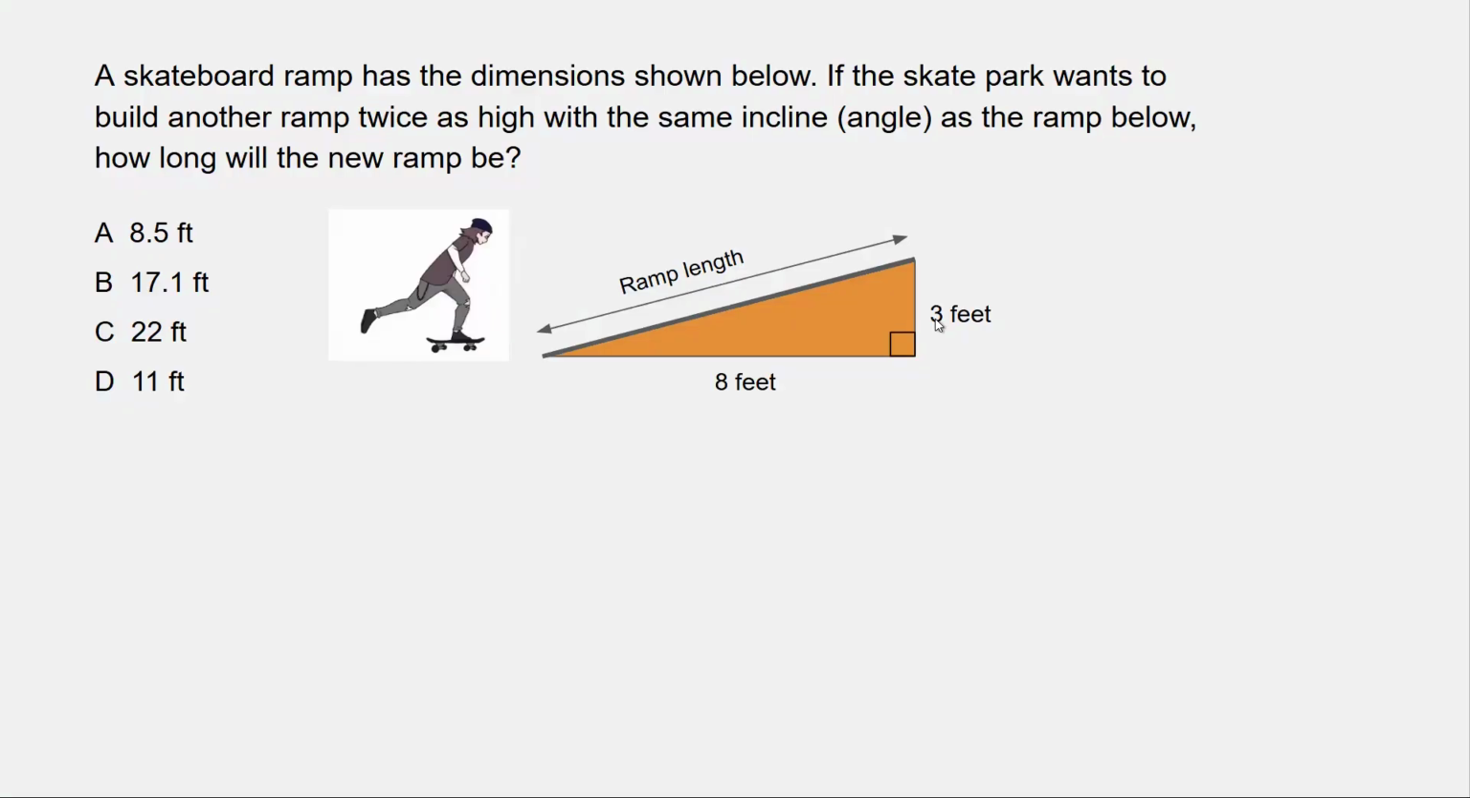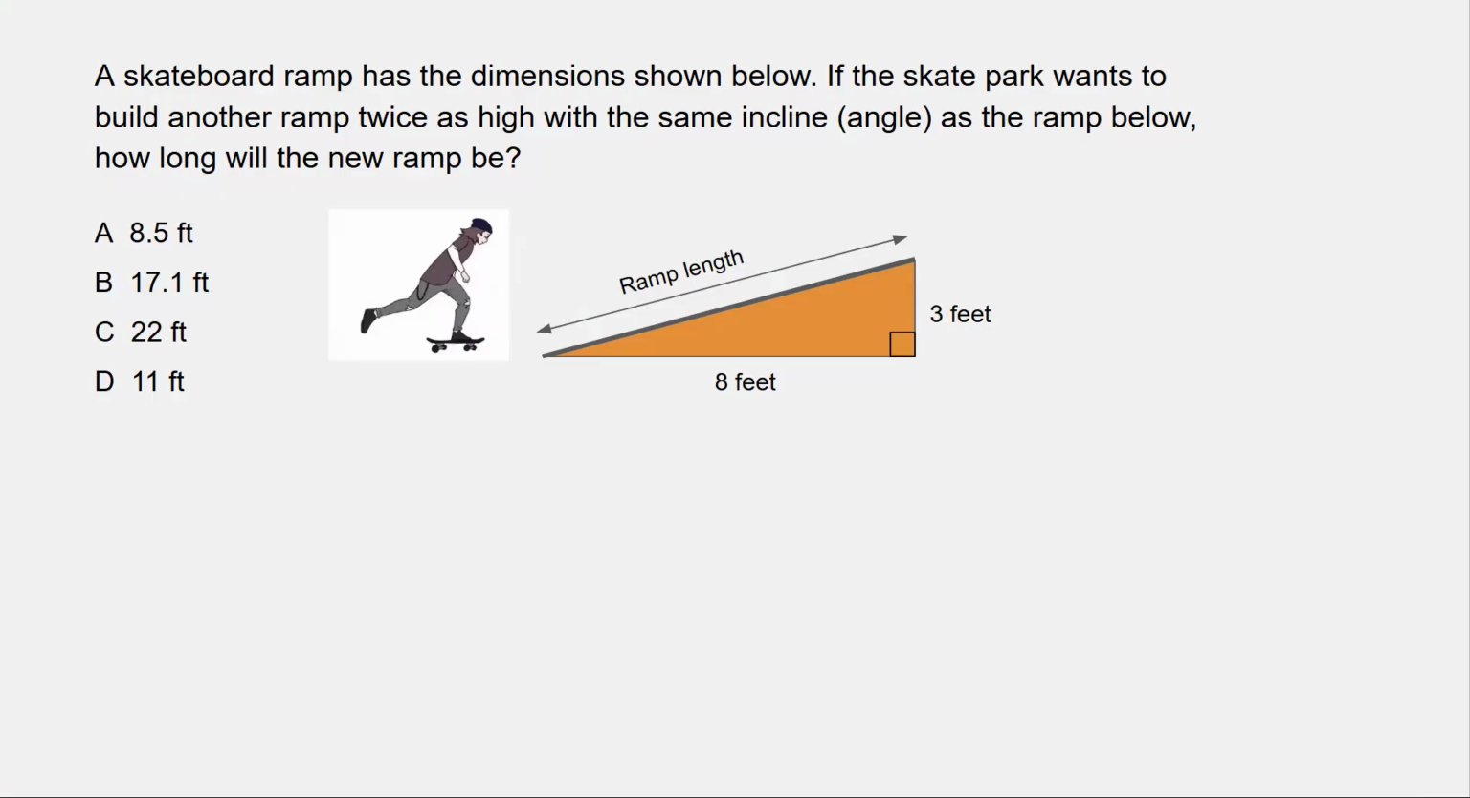Here is our problem. A skateboard ramp has the dimensions shown below. If the skate park wants to build another ramp twice as high with the same incline, meaning the same angle as the ramp below, how long will the new ramp be?